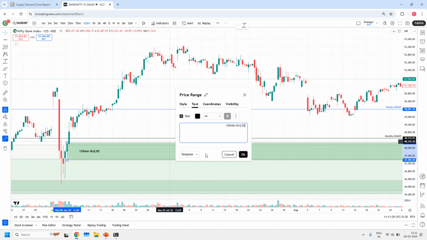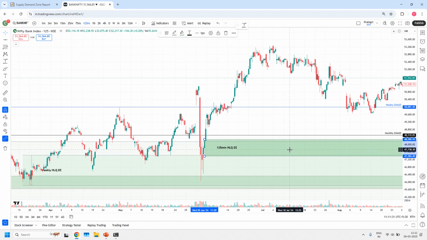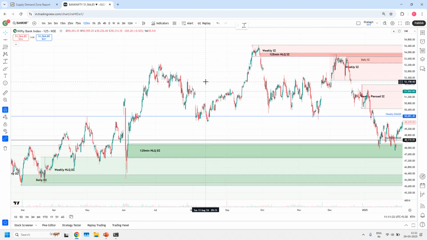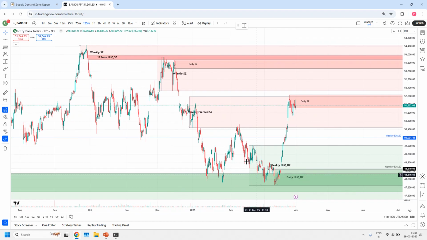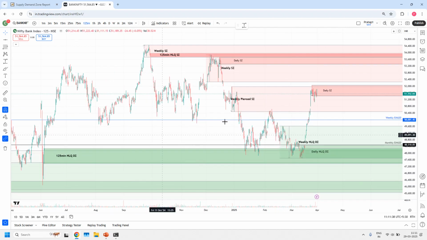This is the 125 minutes high liquidity zone. Recently, what happened? See, prices, what happened? Prices get into this 125 minutes area and the daily zone is created and prices started moving up. See, already tested first time and moved here. Second time again moved up. Third time again moved up. Did you notice one interesting thing here?